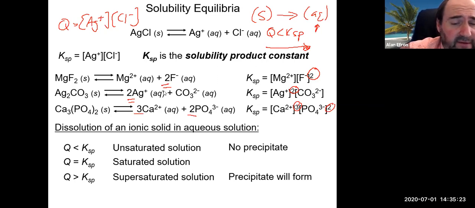And that brings us to if Q is greater than Ksp. If Q is greater than the Ksp value, that means you have a supersaturated solution, and you would expect a precipitate. The definition of a supersaturated solution is one where you have too much solute dissolved in the solvent. It typically does not like that, and the solute likes to come out of solution and make a solid.